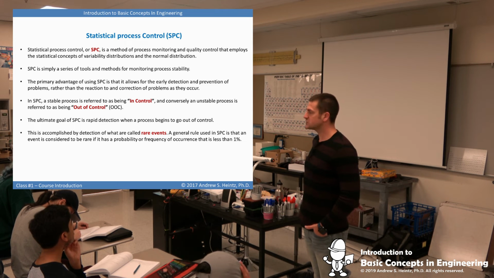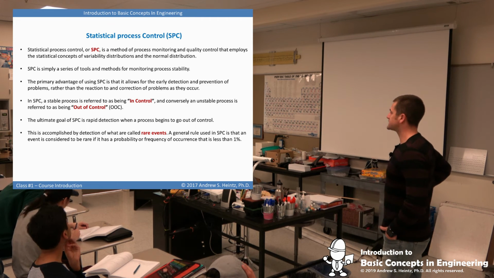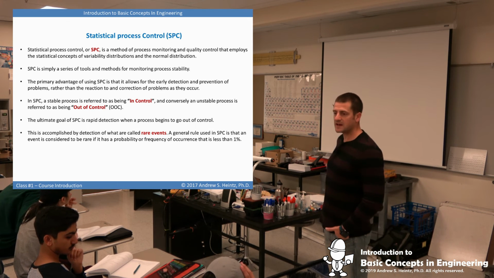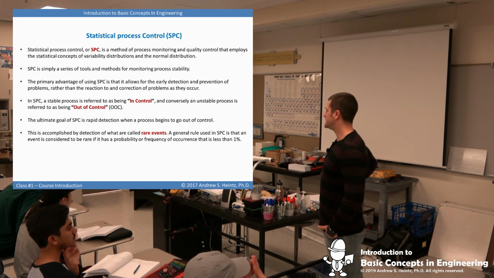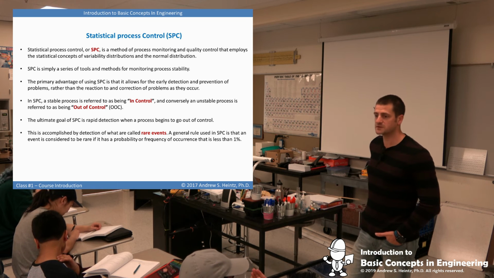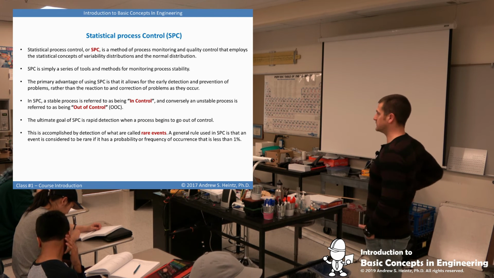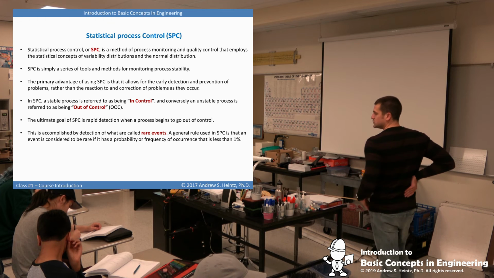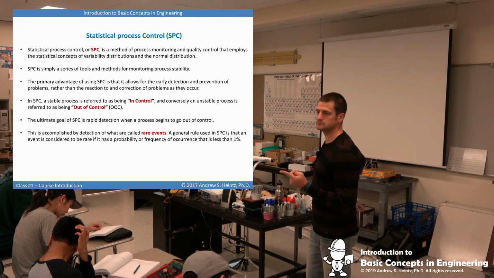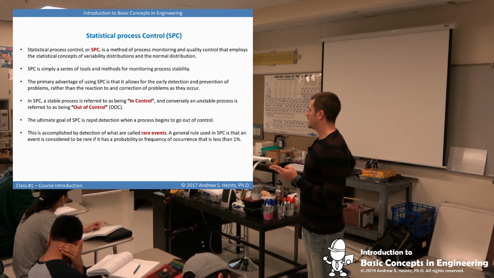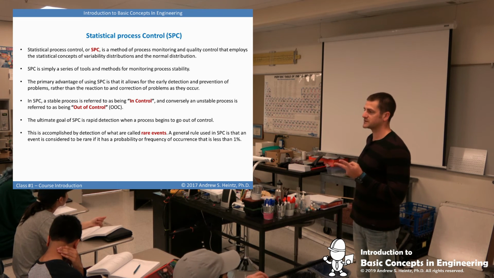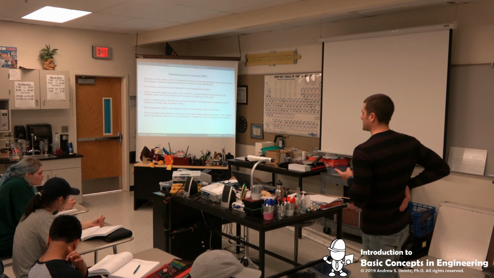Statistical process control, or SPC, is a method of process monitoring and quality control, like I just said. This is not a difficult thing. It is a series of tools and methods for controlling the stability of a process. Because again, once we control stability, we can control the target, we can control the variation. We have 2 terms in SPC. We call our process either in control or out of control. And the ultimate goal of SPC is rapid detection when something goes wrong within our process.